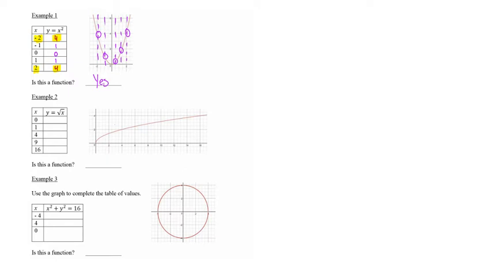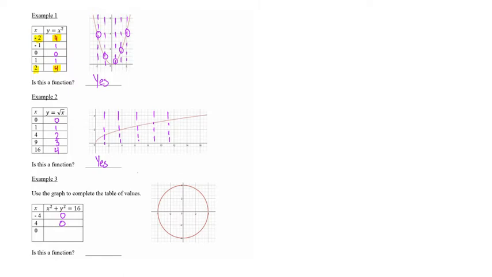So if we look at the next example, the square root of x, we can complete our table of values pretty quickly. And again, we see that each x corresponds to only one y. So this is also a function, and again, it would easily pass our vertical line test no matter where we draw that vertical line. Now, when we look at the third example, when we use the graph to complete the table, when x is negative 4, y is 0. When x is positive 4, y is 0.